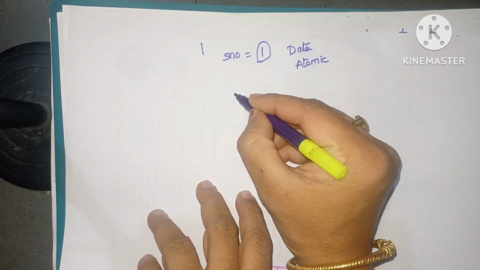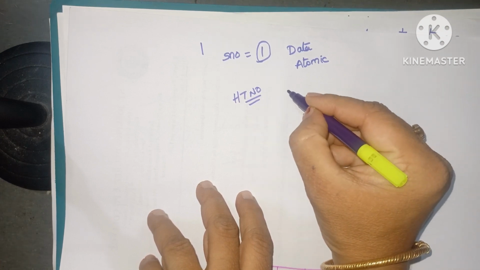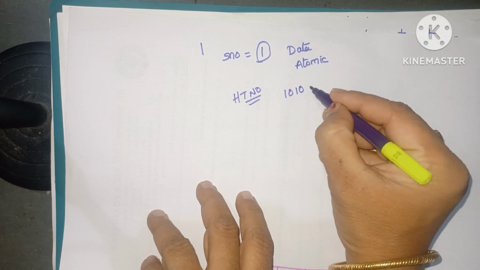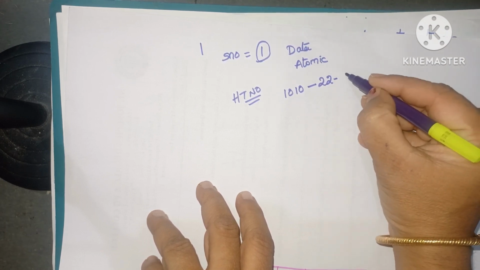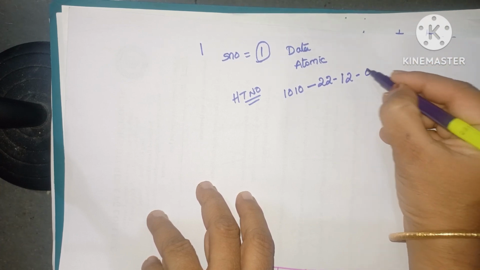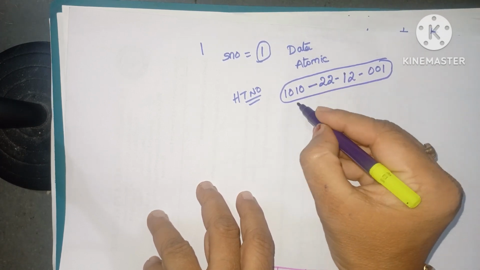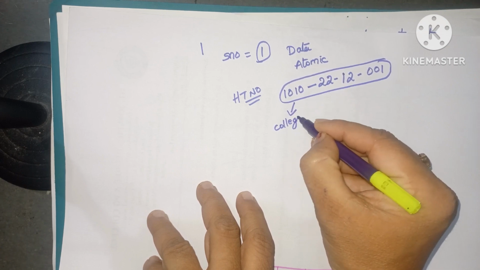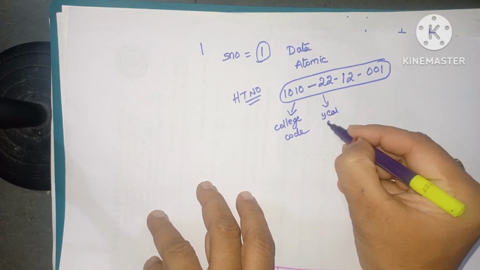For example, your hall ticket number. Hall ticket number is divided like this, 1010. I don't know this code. Then your batch is 22, and then your college code, some number, and then your number. So this is your hall ticket number example. What does this mean? This is your college code. This is your year of joining, batch.